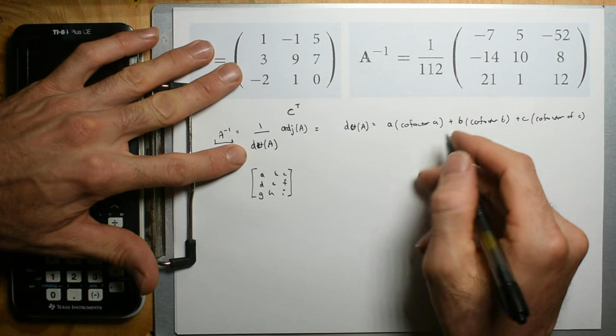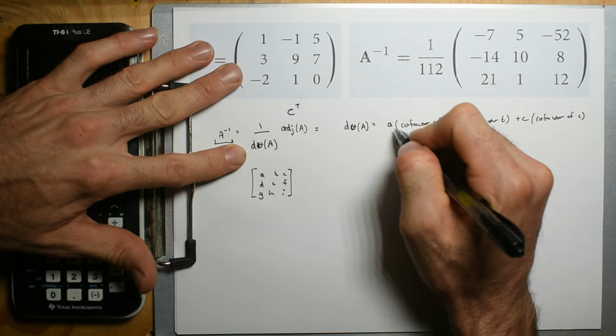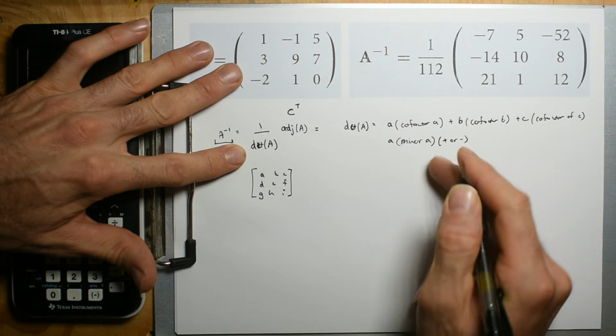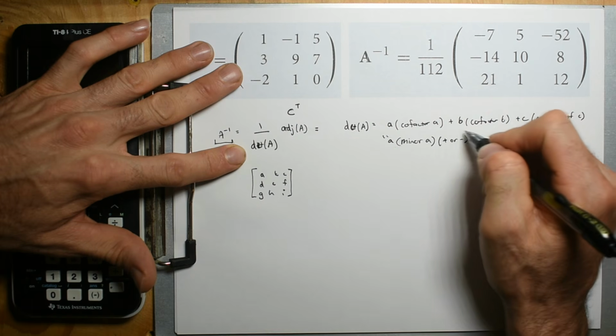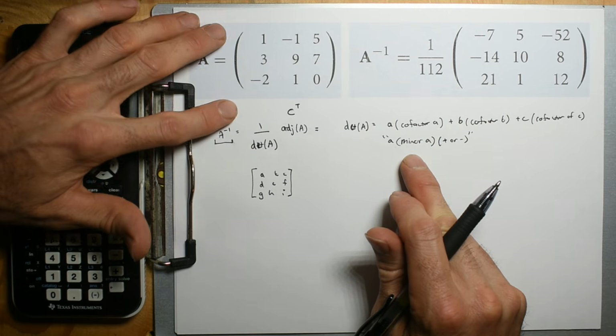All right, the cofactor is just the minor of A. But then with it, it's either going to be a plus or minus. We have to figure that out. Same thing for all the other ones. I could write the same thing again.